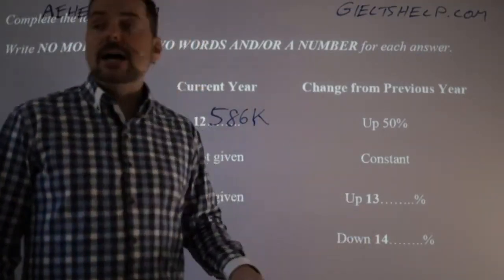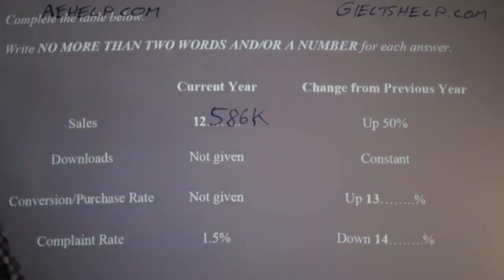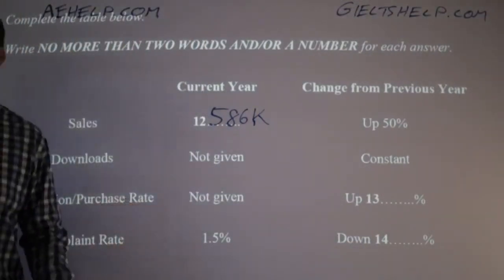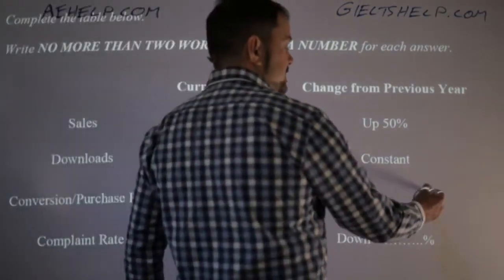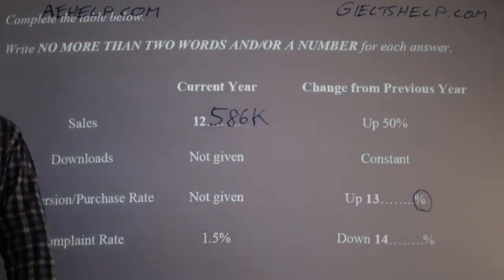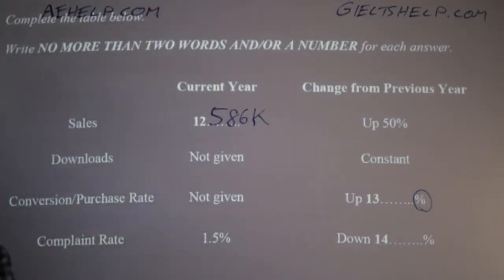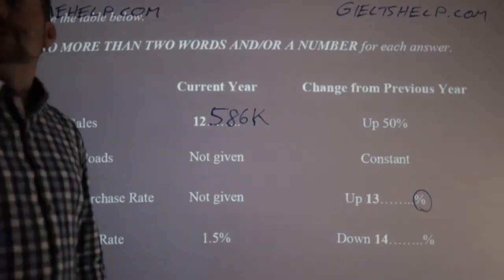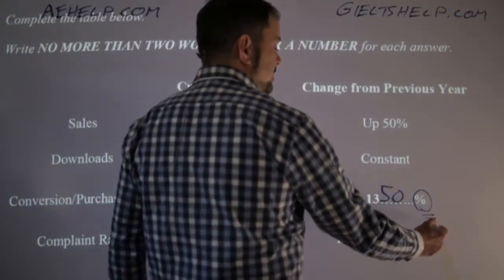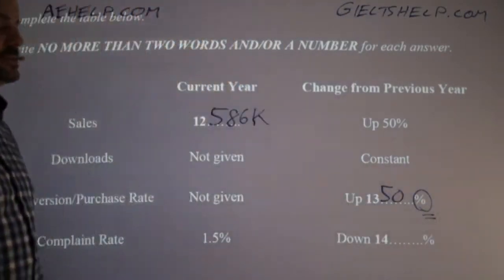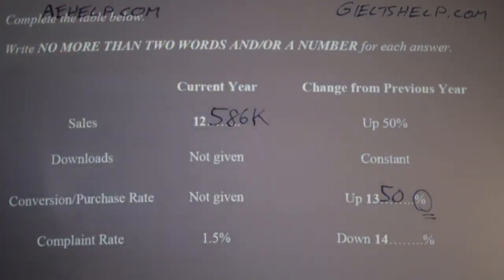It's up how much? So what is it up? So the conversion or the purchase rate is up by what percent? And here again, you have the percent, so you don't need to write that. You just need to write the number. Koosh, frosty up. Carolina, very nice. Just 50, okay? When the symbol is given, you do not need to repeat the symbol, okay, or the word. So 50.